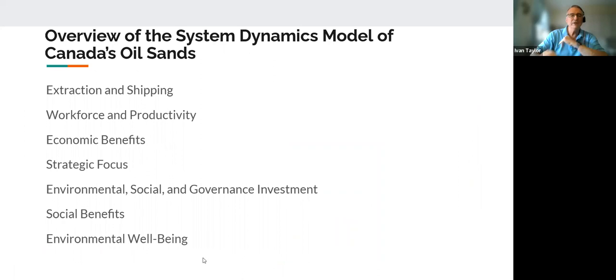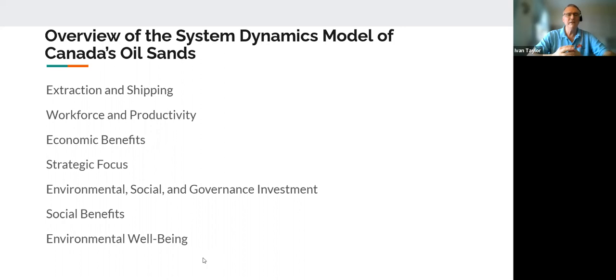We're going to talk about this particular model, which is a model of the supply chain and the value chain in the Canadian oil sands. There's a number of parts of the model, which I'll show. It begins with extraction of oil and shipping of the crude. The extraction is based on the workforce and the productivity, and the industry produces economic benefits.